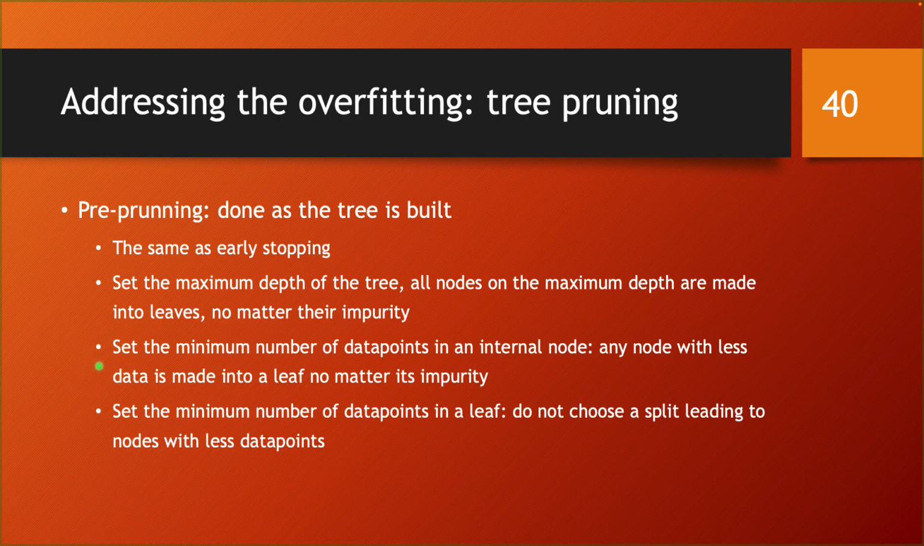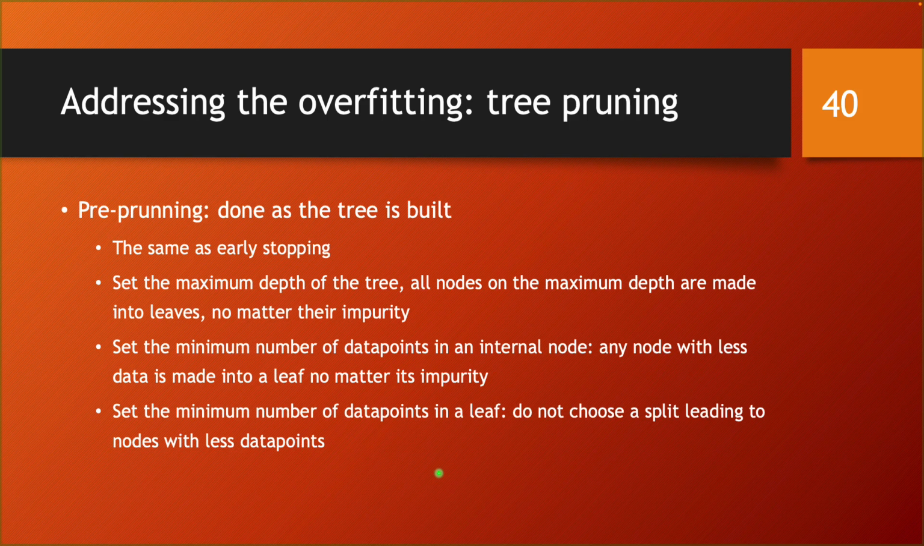Another way of doing this pre-pruning is by saying, hey, I'm going to set the minimum number of data points in an internal node. So if you get to a node where the data set is actually smaller than this number of data points, that's not going to be an internal node. Automatically it's made into a leaf no matter what its impurity is. The same thing you can do by saying, I want to set the minimum number of data points that I send to a leaf, and so don't choose a split leading to a node with fewer data points than this bound.